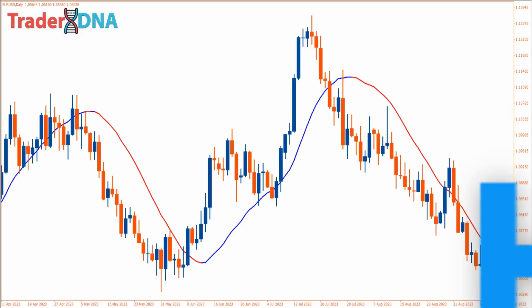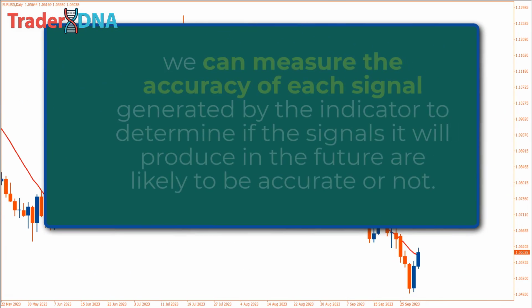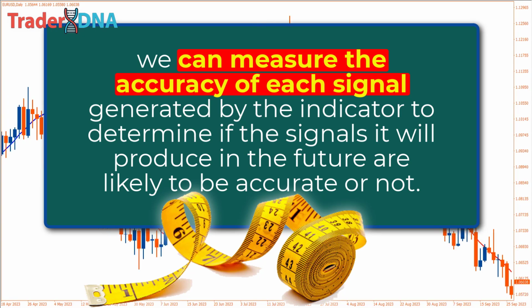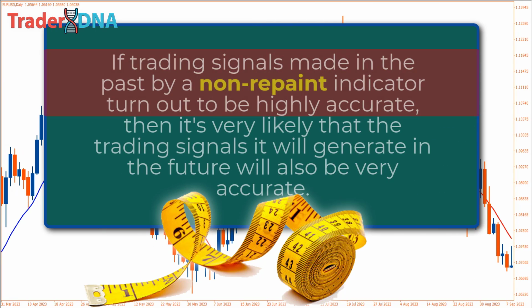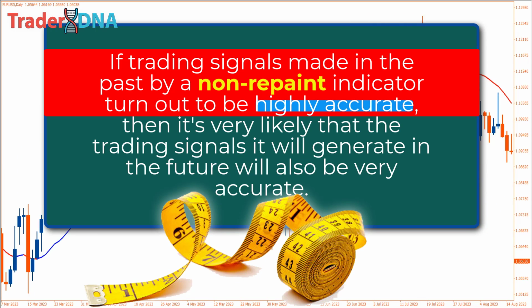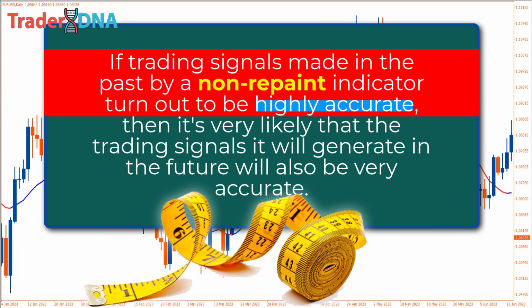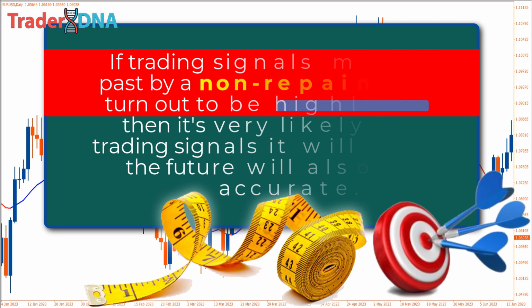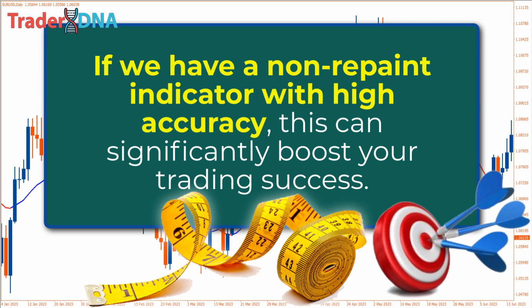So, what's the advantage of using a non-repaint indicator like this? The benefit is that we can measure the accuracy of each signal generated by the indicator to determine if the signals it will produce in the future are likely to be accurate or not. If trading signals made in the past by a non-repaint indicator turn out to be highly accurate, then it's very likely that the trading signals it will generate in the future will also be very accurate. Conversely, if past trading signals from a non-repaint indicator were not accurate, then it's likely that future trading signals it generates won't be accurate either. Therefore, if we have a non-repaint indicator with high accuracy, this can significantly boost your trading success.